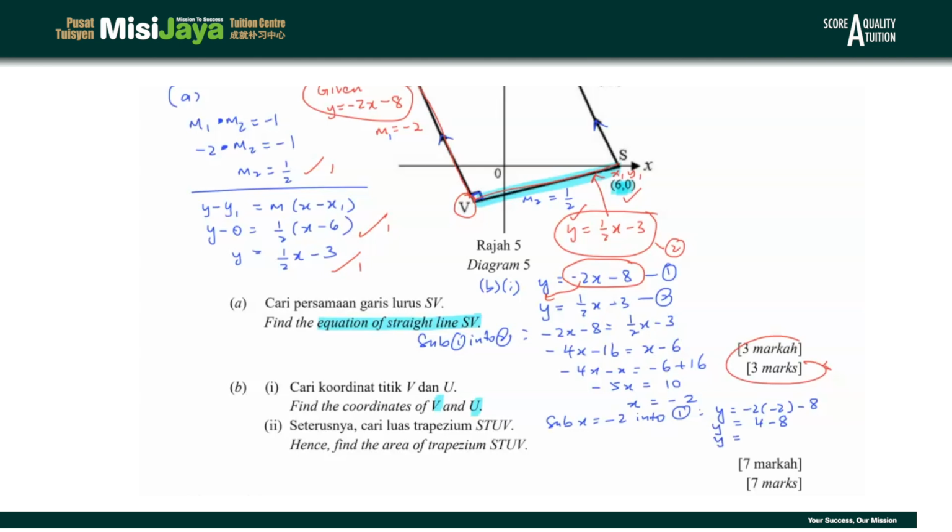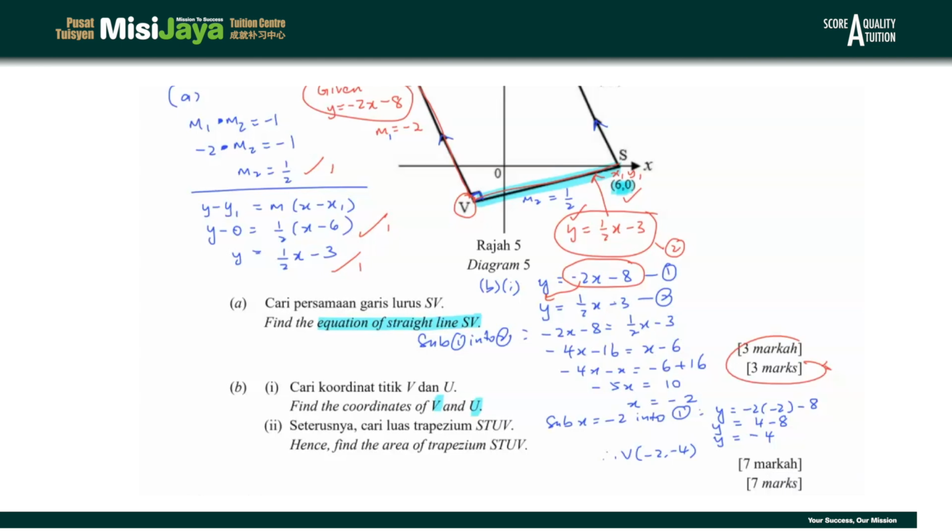Okay, so 4 minus 8 is what? -4, right? Okay, so I already got my V coordinate: -2, -4. To find V, this one carries 1, 2, total here is 7 marks. So here is 1 mark.